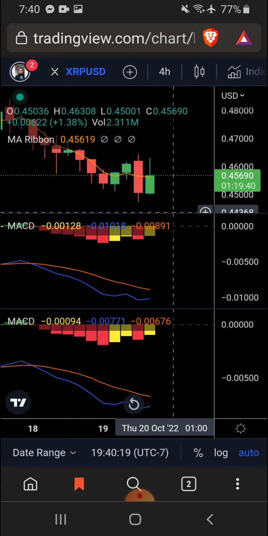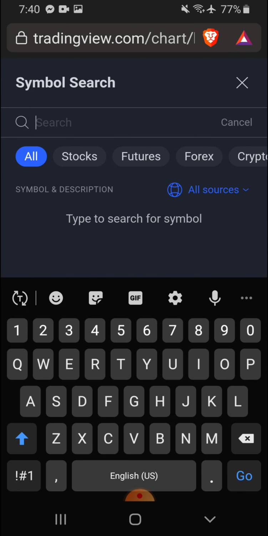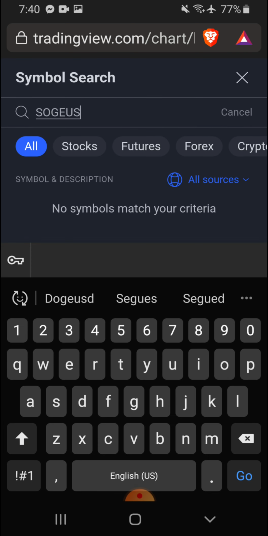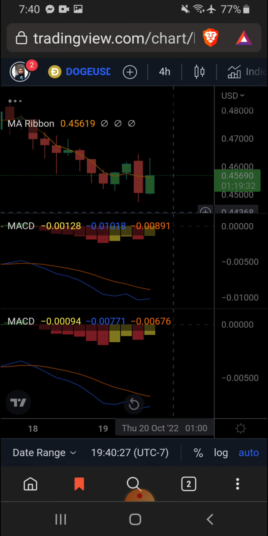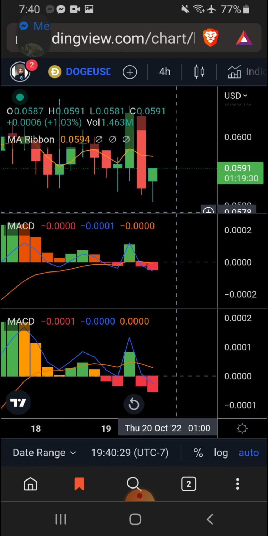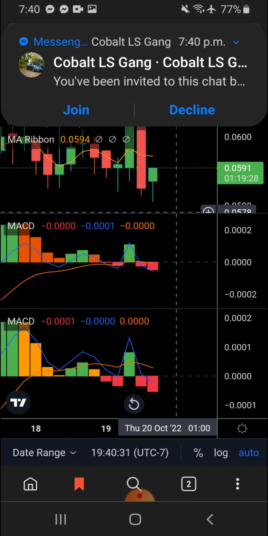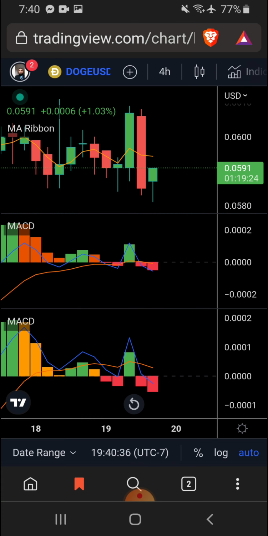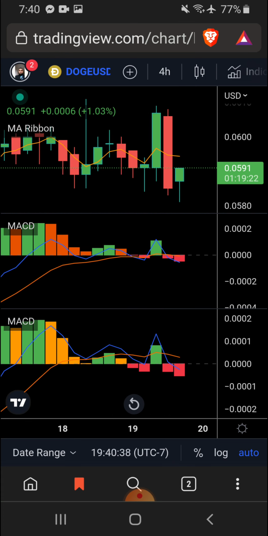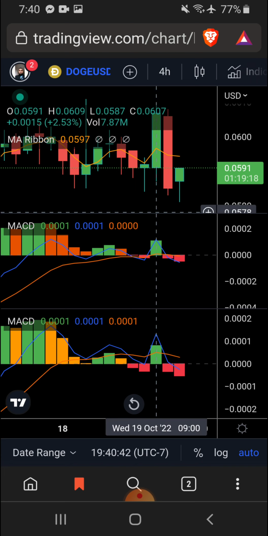Things we didn't go over before. So let's go for Dogecoin USD. I think I added those actually. There we go. So I did add those for you guys. So Doge has been, Dogecoin has been volatile. Looks like actually some nice signals here. So yeah, there you go.